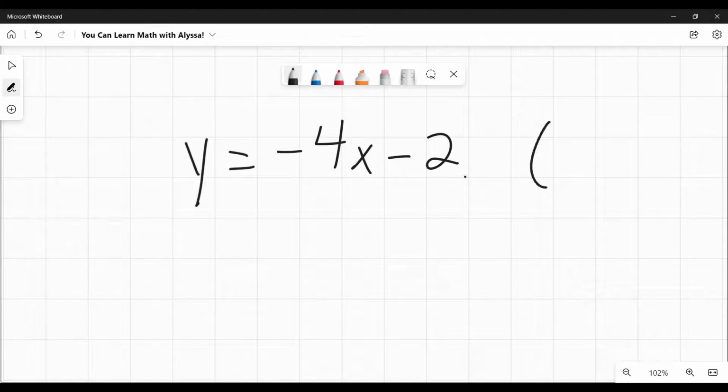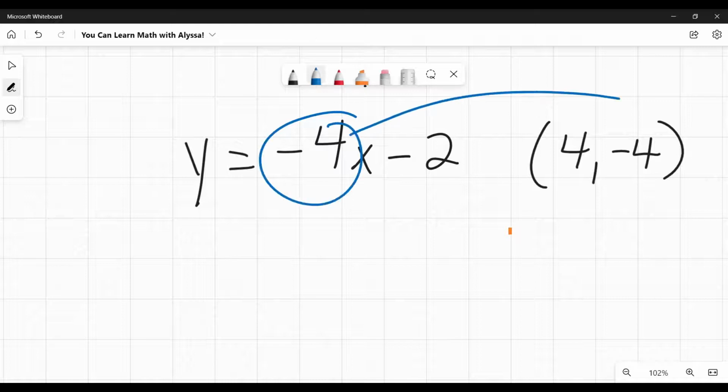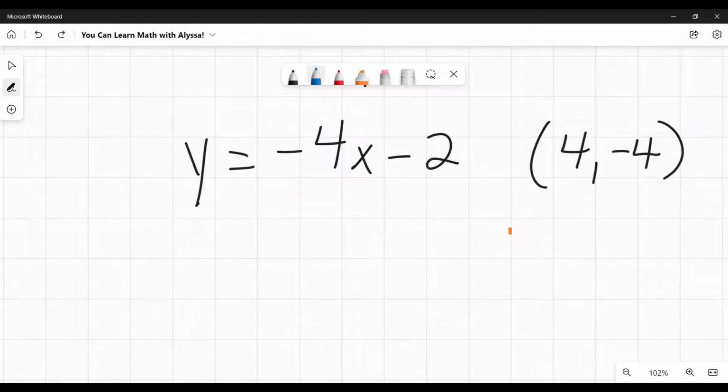That goes through the point 4, -4. So perpendicular to this line that goes through the point 4, -4. This is already in slope-intercept form. So this -4 is our slope, and that's all the information I need, that the slope of this line is -4. Now, if it was parallel, I would just take that slope and go over here and start working. But we want a line that is perpendicular to it.